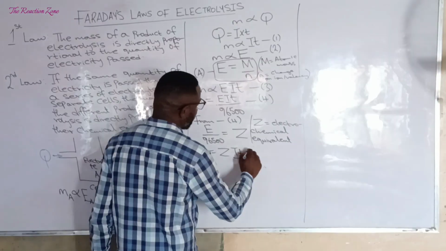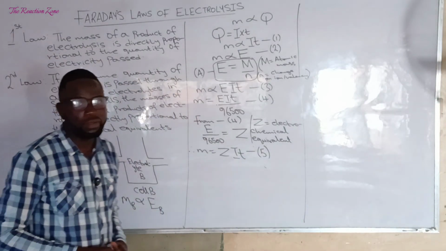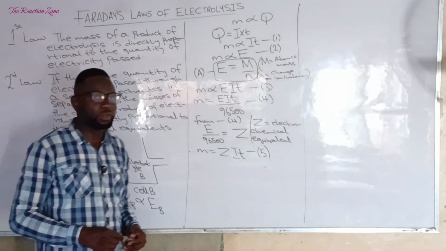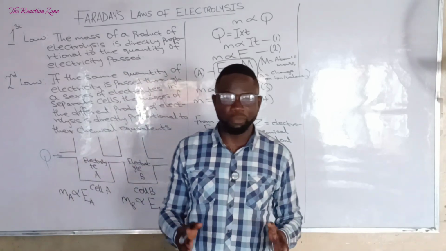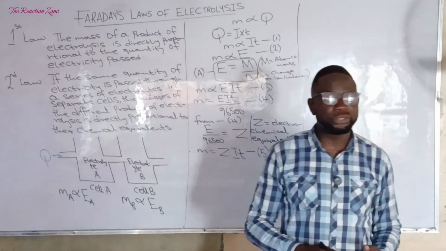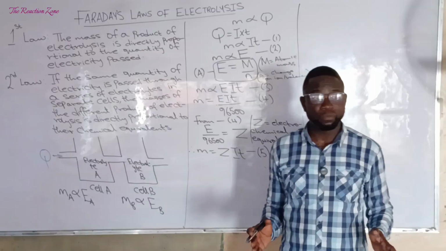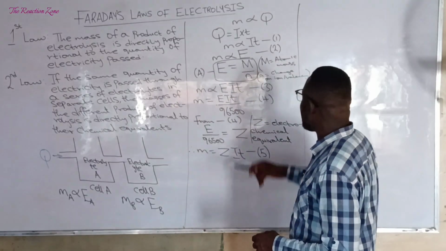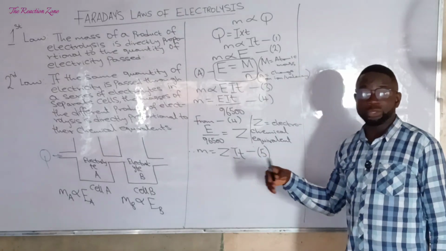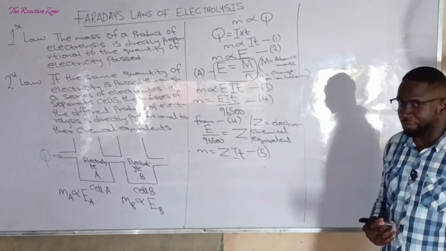Now, we can actually call this one here equation 5. Now, before I continue with my derivation, it is important to state clearly at this point that chemical equivalent and electrochemical equivalent are not the same. In other words, capital E, which is chemical equivalent, and Z, which is electrochemical equivalent, refer to 2 different things. They are not the same.